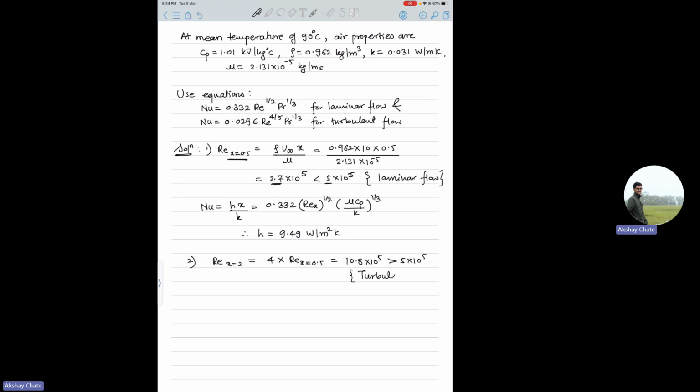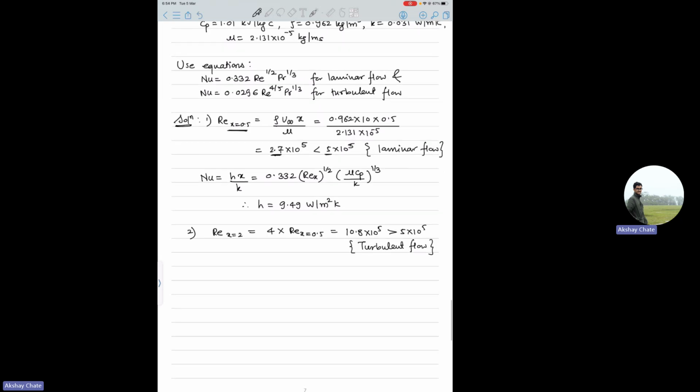So what is happening is, till a certain length over the plate, flow is laminar and then it is becoming turbulent. So here you use the turbulent correlation for local Nusselt number. You already know Reynolds number at x equal to 2. You use it, and Prandtl number you calculated in the previous question. You just plug it here, and you should get the heat transfer coefficient value as 27.36 watt per meter square Kelvin.